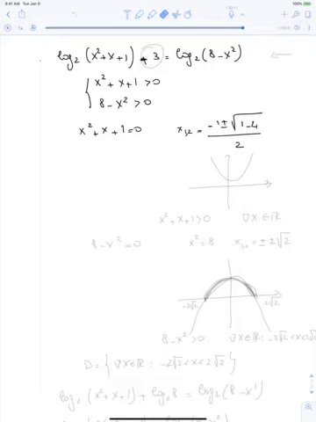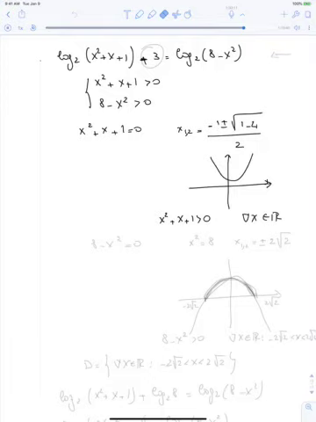Therefore there are no intersections. This is a parabola that looks upward without any intersections. So this is going to look like this approximately. So this is always positive. So the solution of the first inequality is going to be for all the x in the set of real numbers.